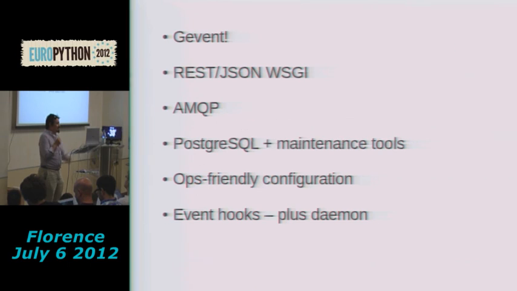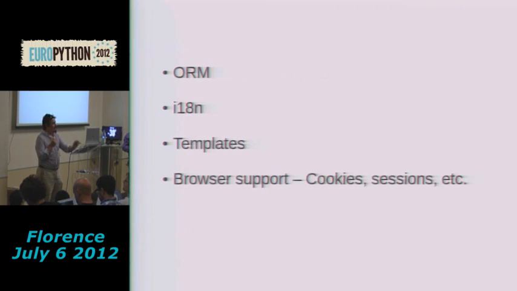So the microframework we wrote uses G-Event, which is awesome, and Twisted should just die. It's obviously RESTful, and it talks AMQP, Postgres, and we did ops-friendly configuration, so you can use the same configuration file, but you just tell it you're in a different environment and that kind of thing.